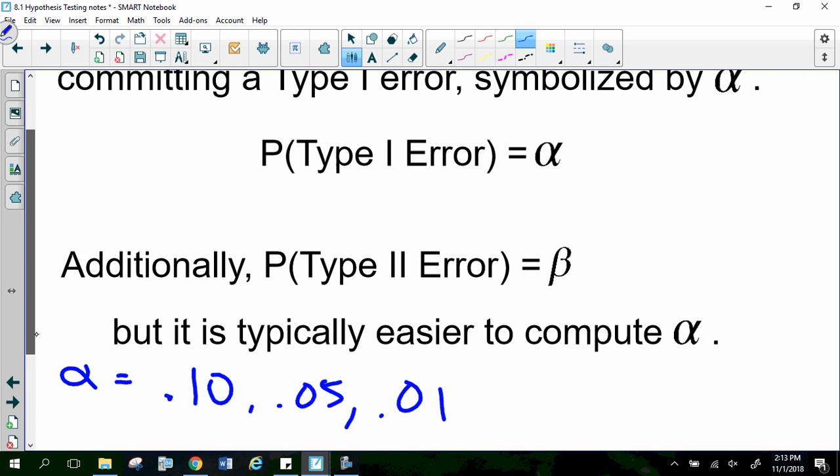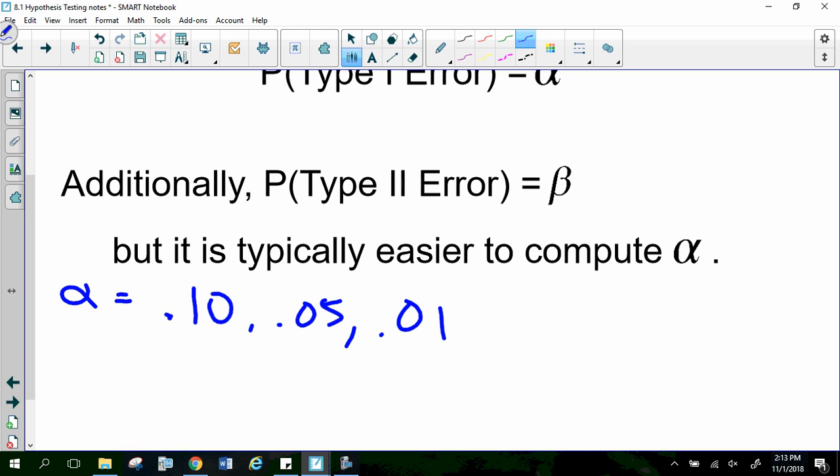Additionally, a type 2 error is going to be beta, but it is typically easier to compute alpha, so that's what we use. The alpha that we've been using, you're going to think about it the same way. Alpha is a probability, the probability in the tails. Our agreed upon significance levels are 0.1, 0.05, and 0.01, so that would be 90% confident, 95% confident, 99% confident. Those are still the same agreed upon levels.